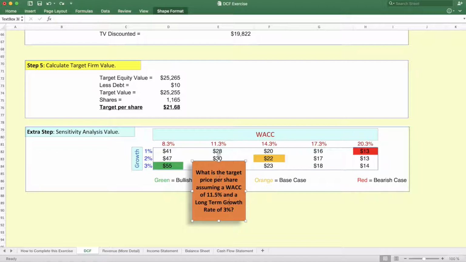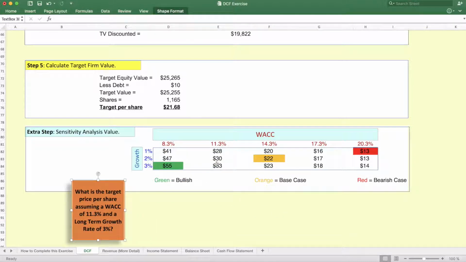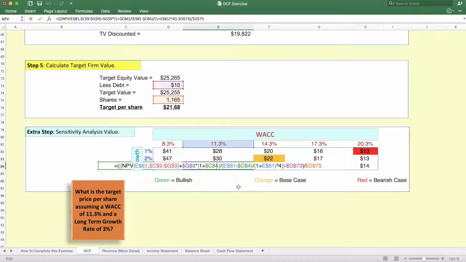And I wrote here, what's the target price per share, assuming a weighted average cost of capital of 11.5%. I should actually say 11.3, sorry. 11.3% and a long-term growth rate of 3, right? And the math here is, it looks complicated, right? I know it's complicated, right? But it's basically just everything we've done, right? It basically says, well, the value of the company is going to be the net present value, right, of those cash flows, plus the terminal value discounted as well, right? Minus the debt we have, right? Divided by the number of shares, okay?